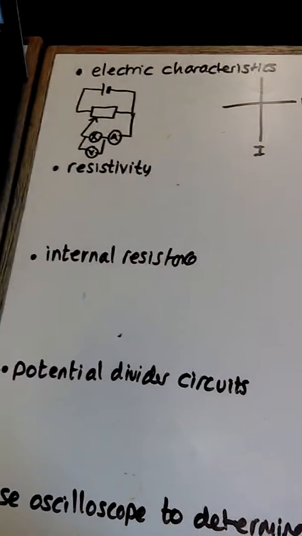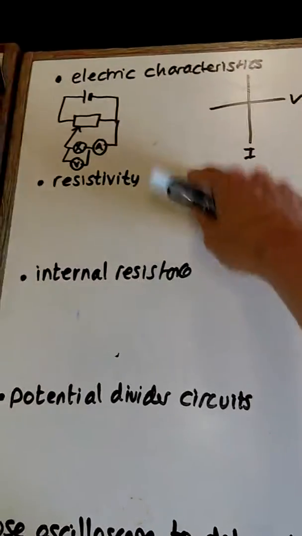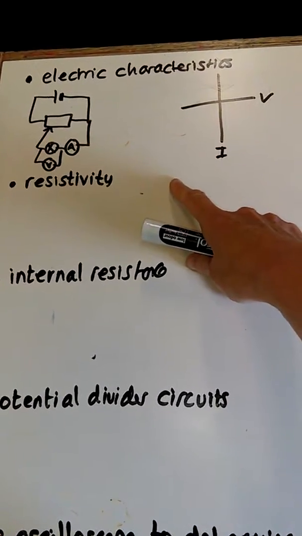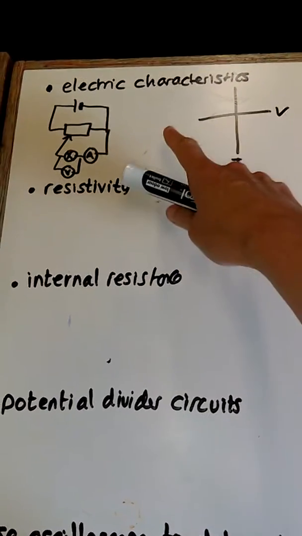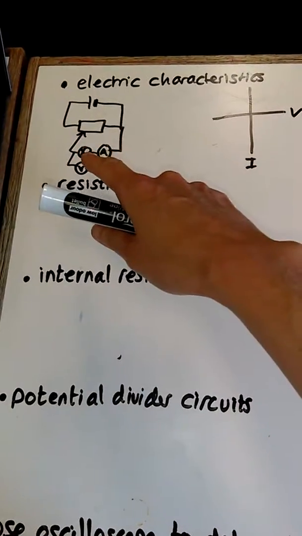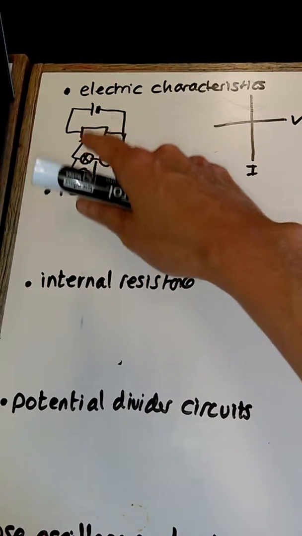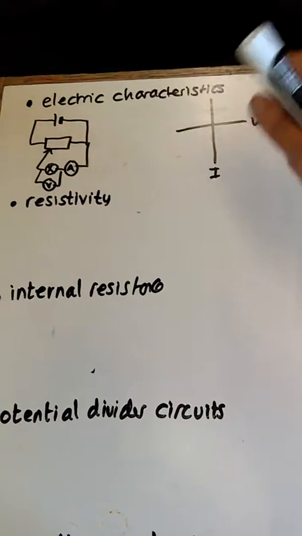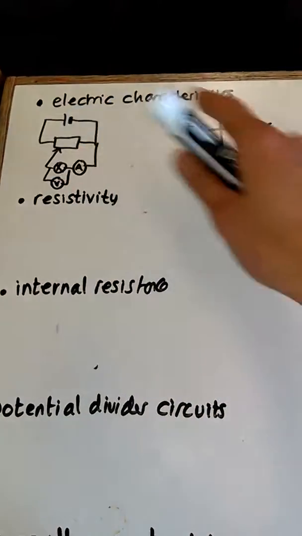Right, the experiments for paper 2. The electricity ones, I've gone through mostly in the electricity revision. So you've got the electrical characteristics of either a bulb, like I've drawn there, or a resistor or a diode to draw a VI graph. So learn the setup, drawing the graph.